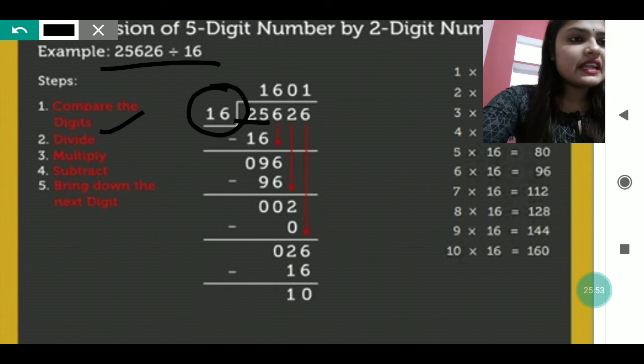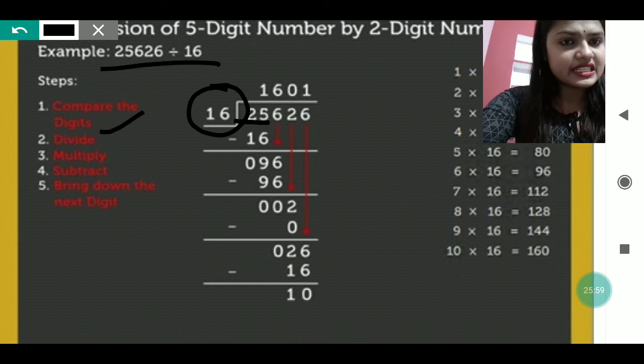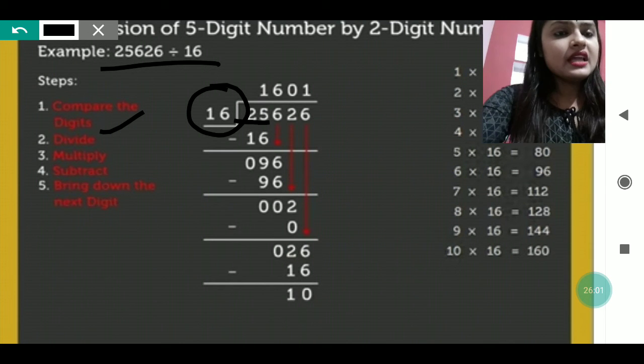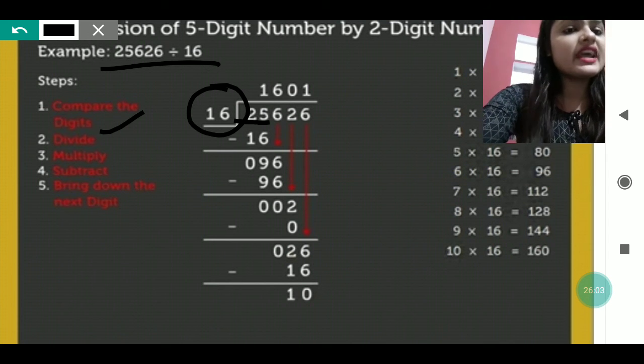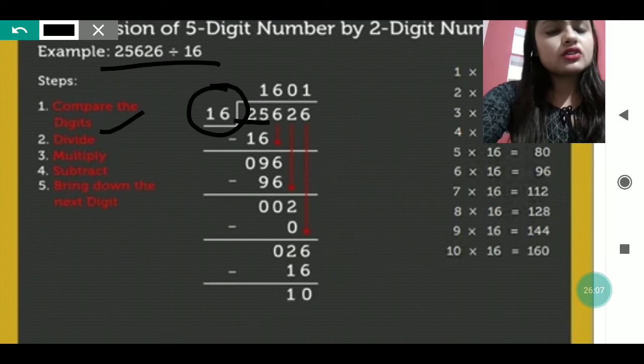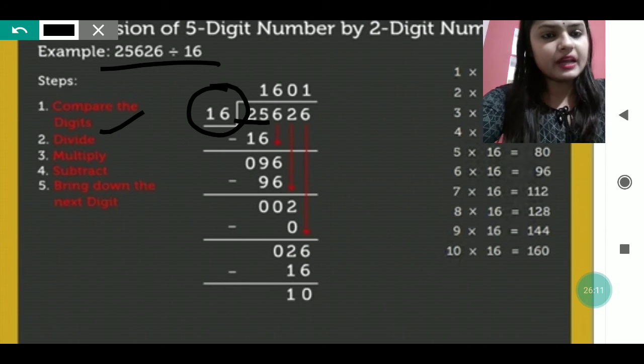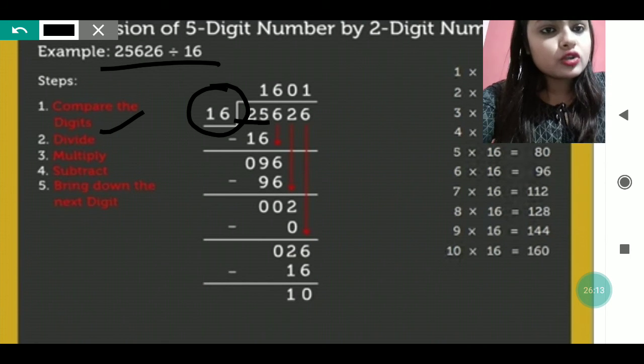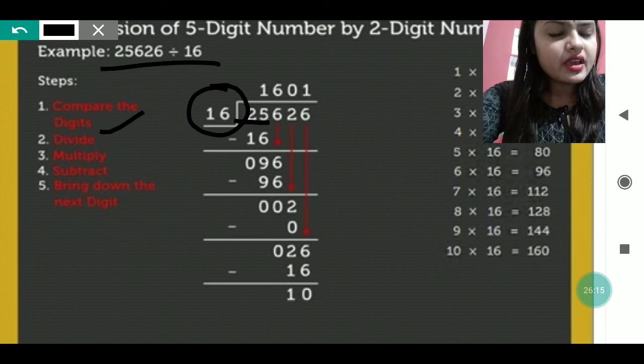So, in the table of 16, are we getting 25? No, we are not getting 25. If we read the table of 16 two times, then 16 twos give more than 25. You will not get 25, you will get more than 25. So you have to read the table of 16 only one time. How many times? One time. 16 ones are 16. So 25 divided by 16 will be 1.